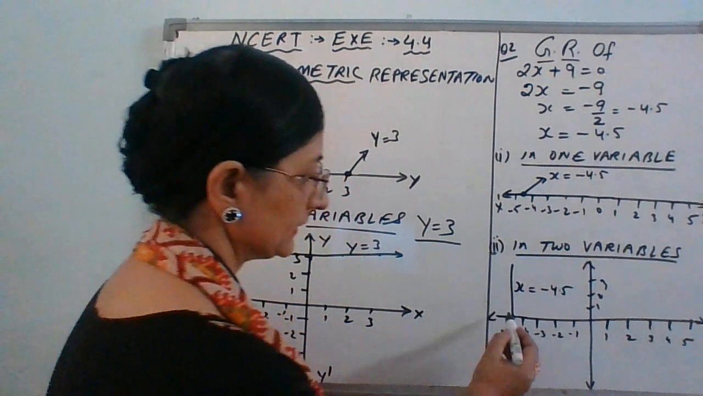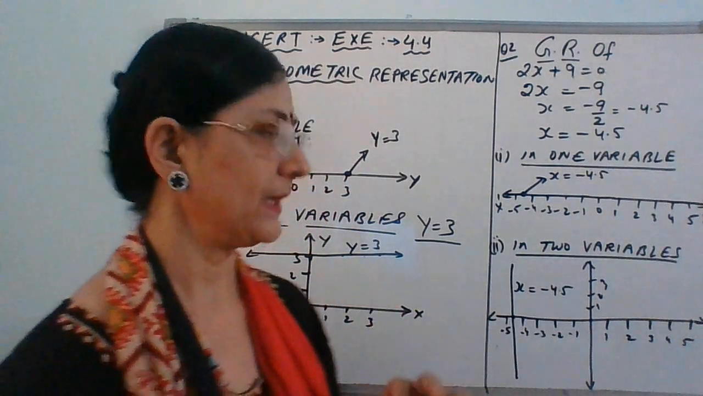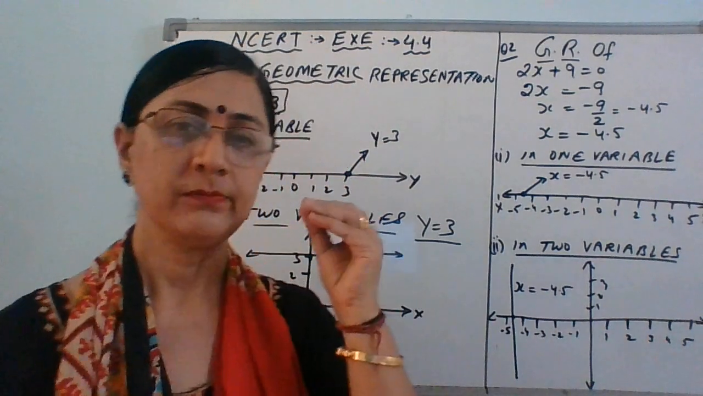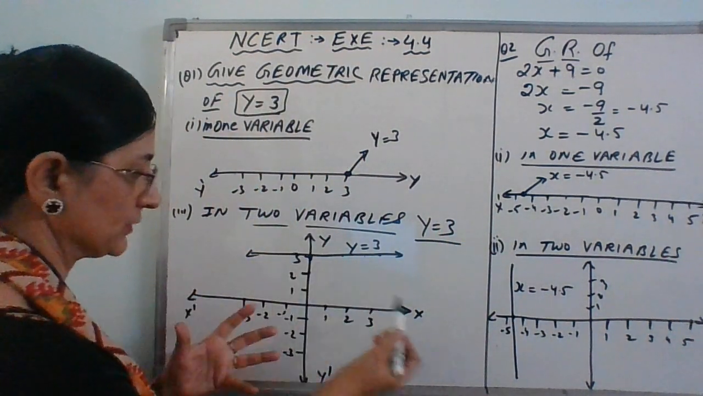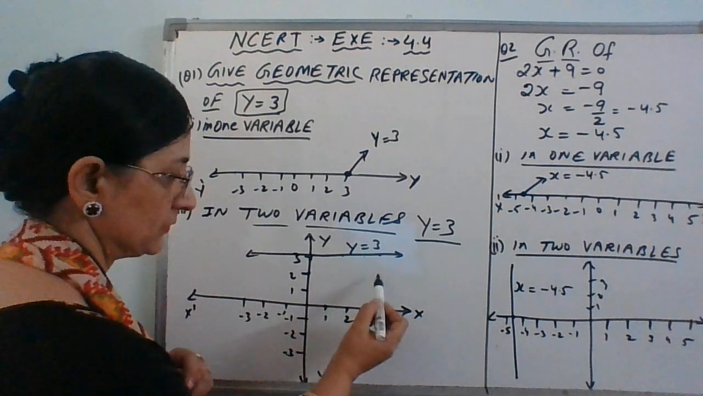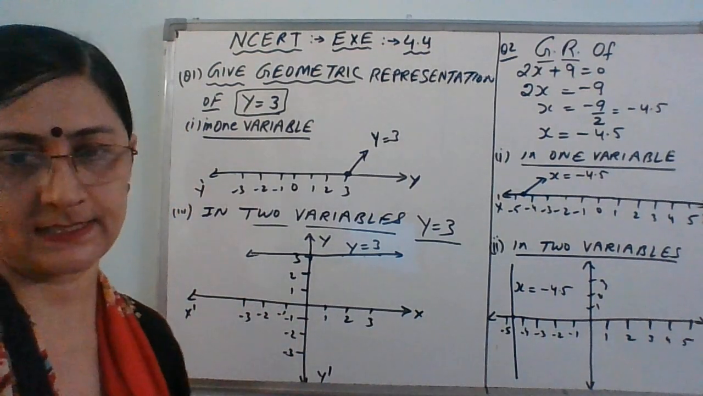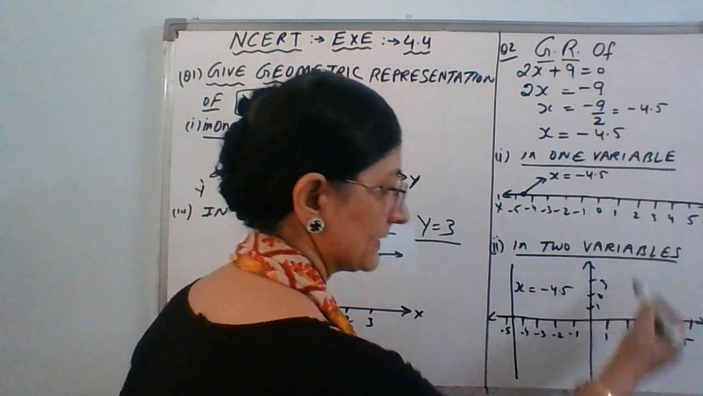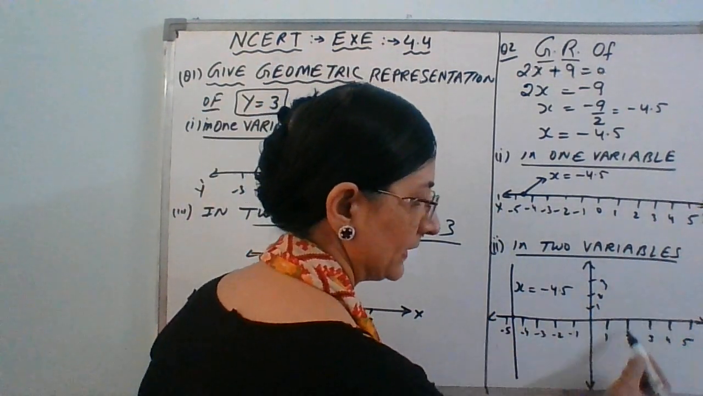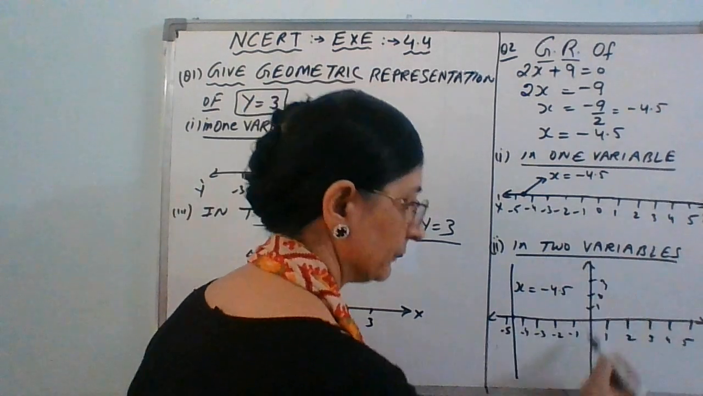So whenever we have to draw a line in two variables, when the value of y is given, just plot a line from that value. If y is equal to 2, draw a line from there, y is equal to 2, which will be parallel to the x axis. If the value of x is given, we have to plot a line from that x. Suppose x equals 2, we have to draw a line from here which is parallel to the y axis.